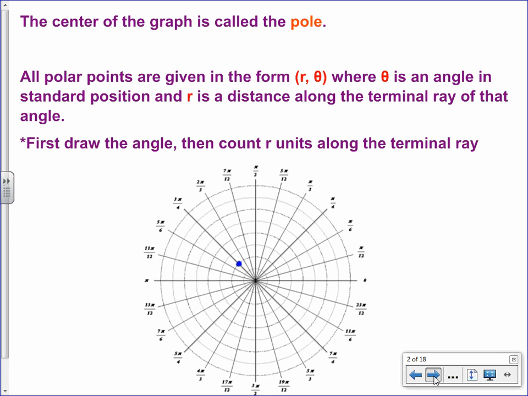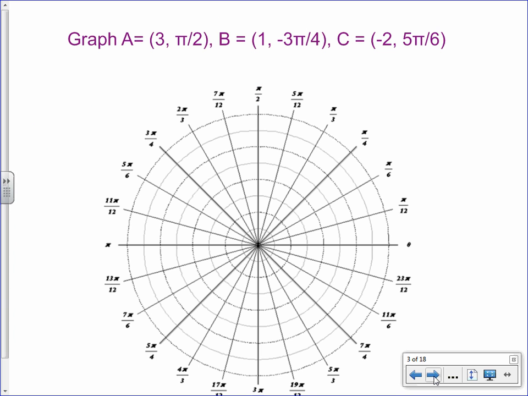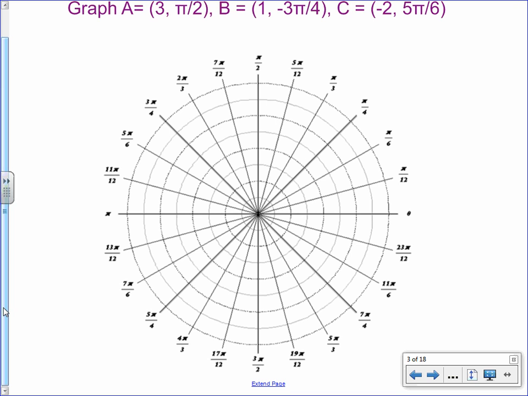All right, so (3, pi over 2). That's an easy one, it's all labeled. So we rotate to pi over 2, and he counts forward 3.